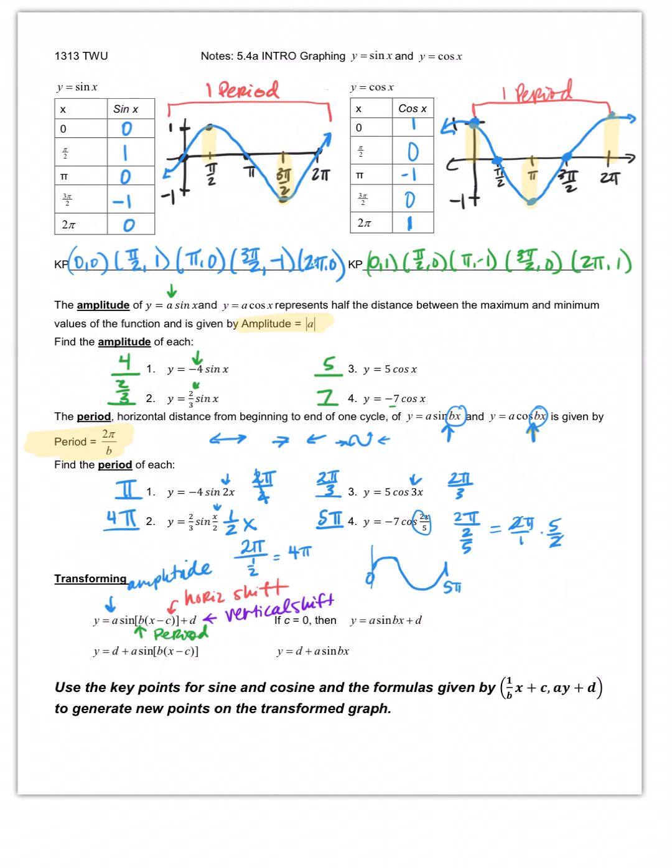Now, in the next few videos, I'm going to show you how to use the key points for sine and cosine and this formula to help you generate new points on the transformed graph, all right? This formula is going to be like your bread and butter. It's going to help you figure out your new points that you can graph as we transform sine and cosine. It'll be given to you, but you've got to know how to use it correctly. And in the following videos, I will demonstrate that for you. All right, hope this makes sense, and we'll see you in class.